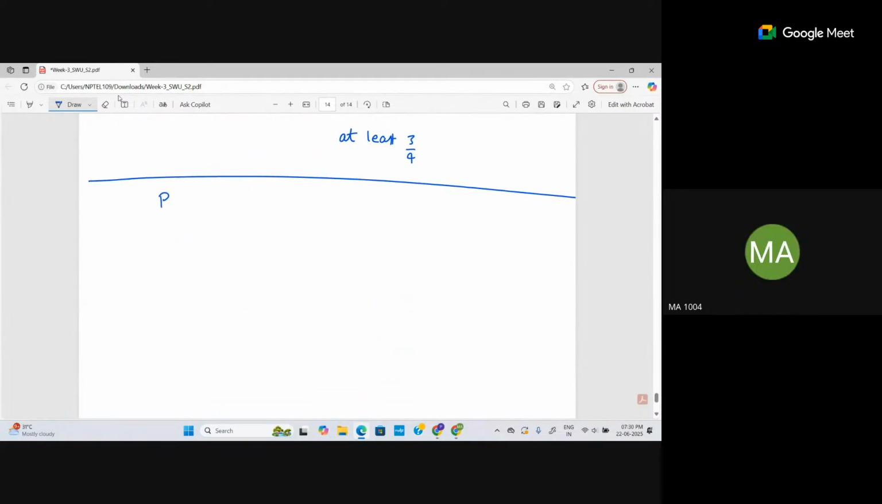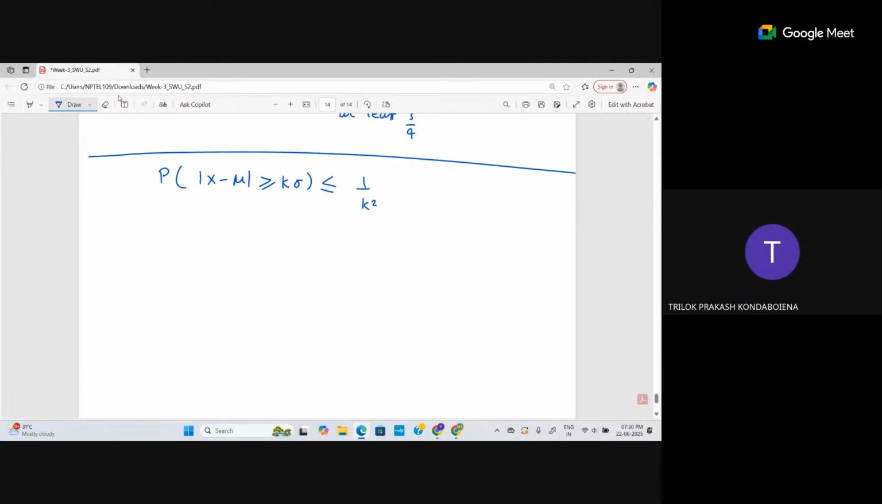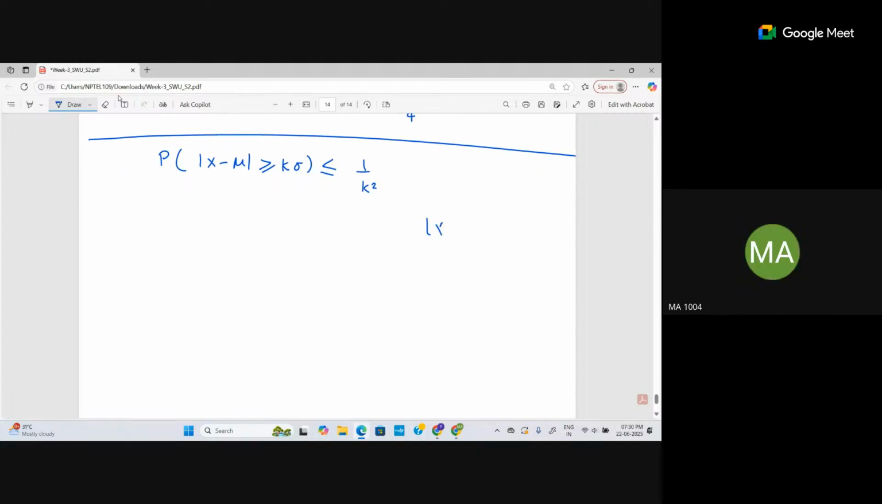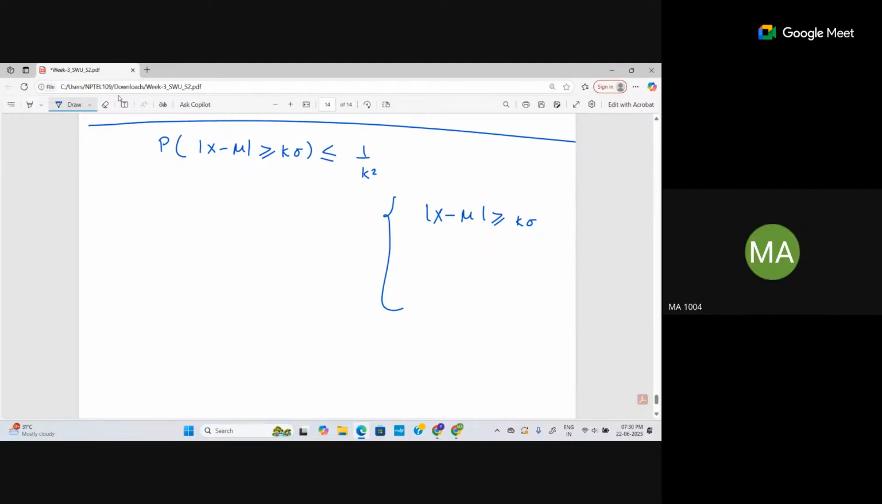So the main formula, the main Chebyshev's inequality which we have studied, is that the probability of mod of x minus mu greater than or equal to k sigma is less than or equal to 1 upon k square. Okay, that's the main formula. Now we have mod of x minus mu greater than or equal to k sigma. I am solving it separately. So this mod means it could be positive or negative, right? So if we take the positive case, it should be x minus mu greater than or equal to k sigma.